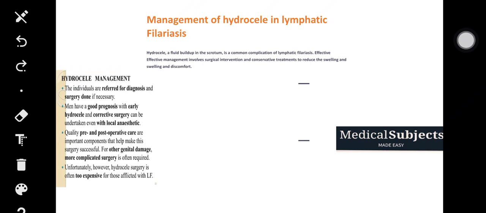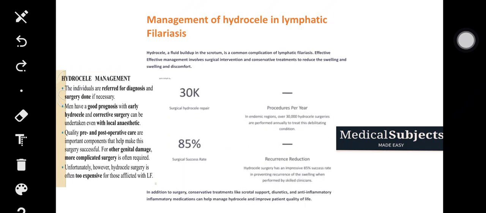So they are managed surgically. In addition to surgery, conservative treatment like scrotal support, diuretics and anti-inflammatory medications can help to manage hydrocele and improve the patient's quality of life.